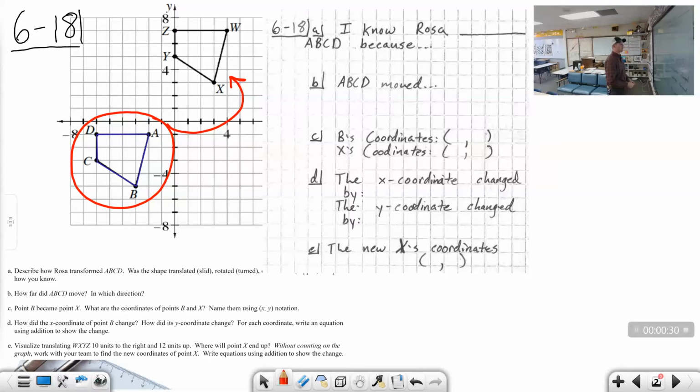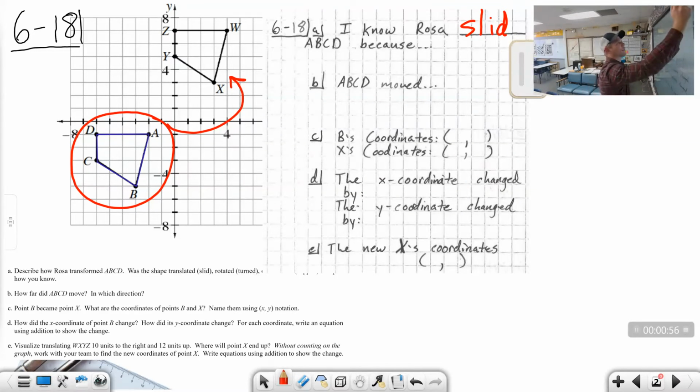Describe how Rosa transformed ABCD into WXYZ. This shape turned into this shape. You can see my arrow there. Question, does it look like Rosa did a slide, flip, or a turn? Well, I'm hoping you said slide. How do we know that Rosa did a slide?